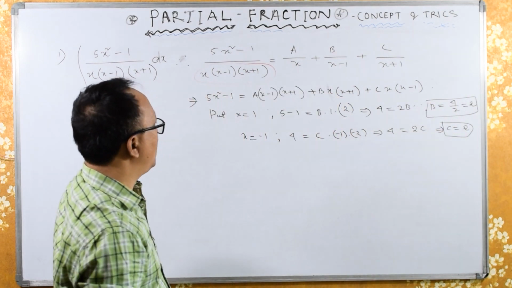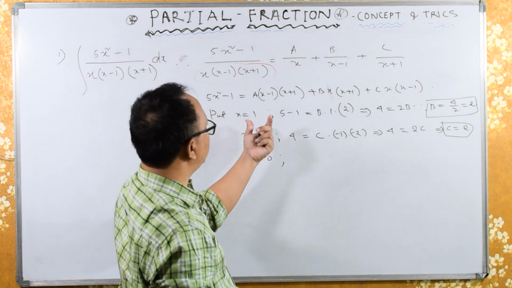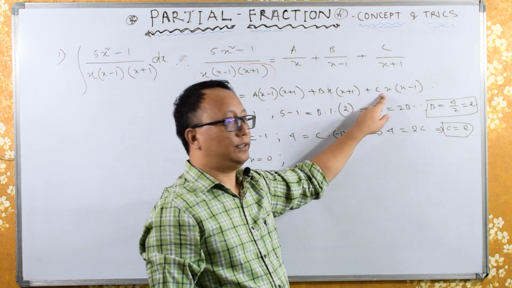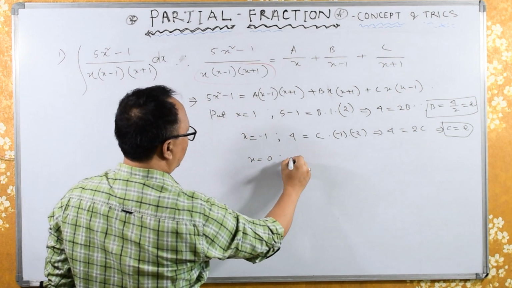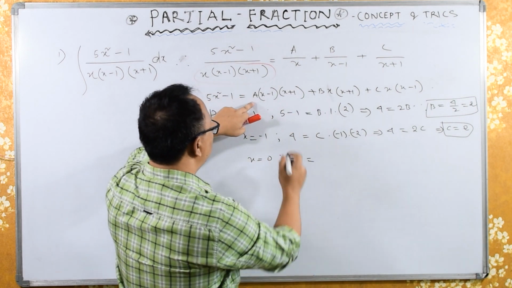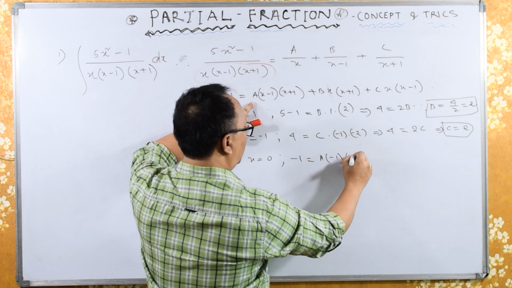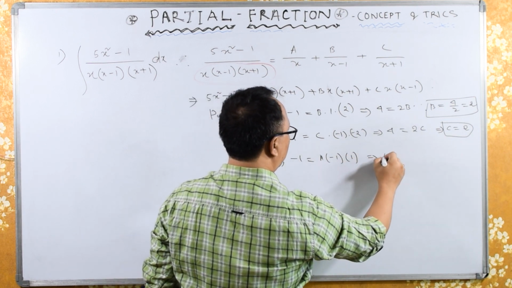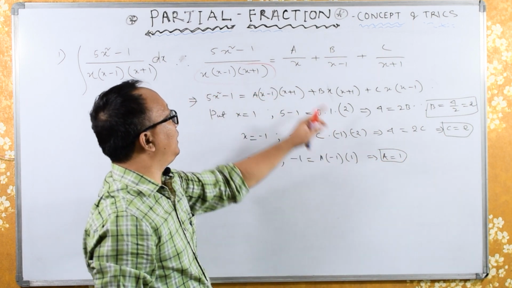Now if I substitute x equals 0, then these terms will get 0, because 0 into anything is 0. So 5 into 0 square will be 0. I will have minus 1 equals a into minus 1 into plus 1. This implies minus 1 gets cancelled. Therefore, a equals 1. So I have all the values now.